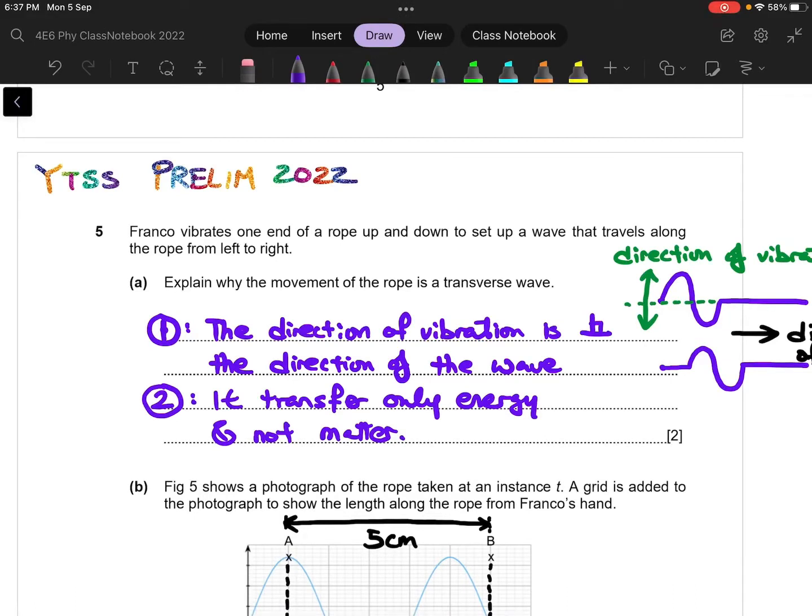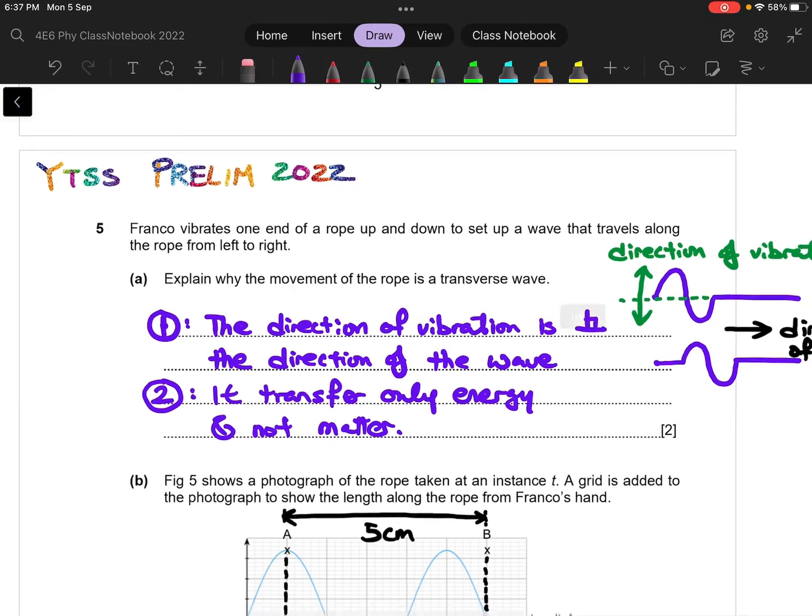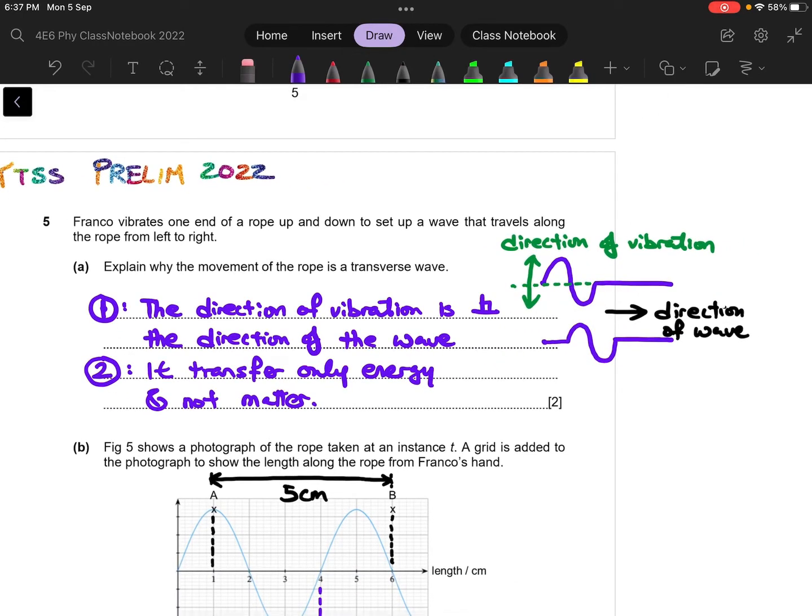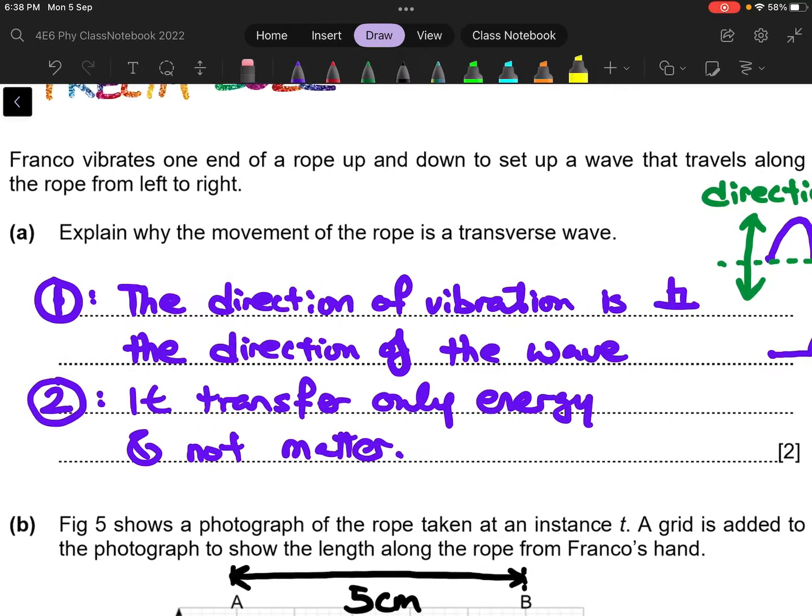Okay, this video covers YTSS Prelim 2022 question 5, which is all about waves. So for 5A, it is a question that we have asked a million times during the revision and during the subject day mock papers. For you to explain why a certain movement is a transverse wave, you need to break down your explanation into two parts.